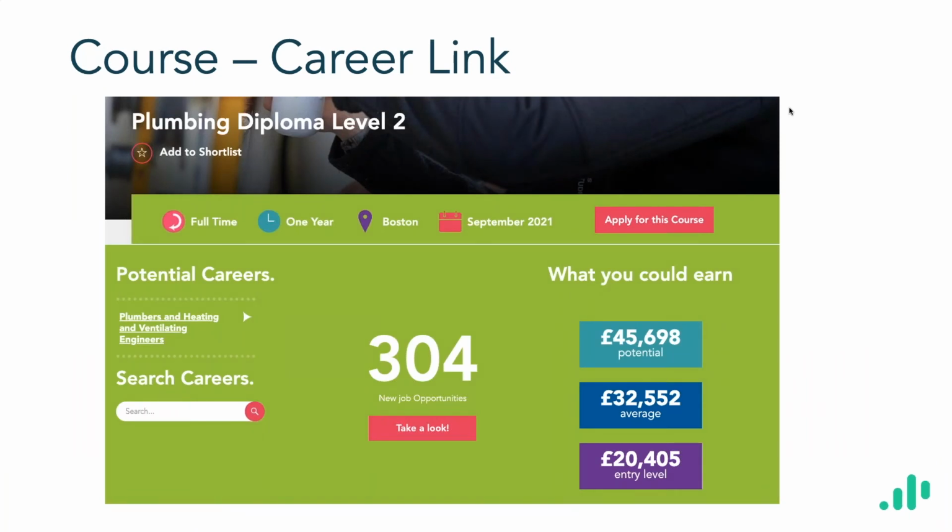And then this example is integrating that kind of careers data into a website. So here we can see, relating to a plumbing diploma level 2, a number of different bits of LMI: the wage potential, the number of new job opportunities. You can search for similar careers. So again, nice ways to present this information.